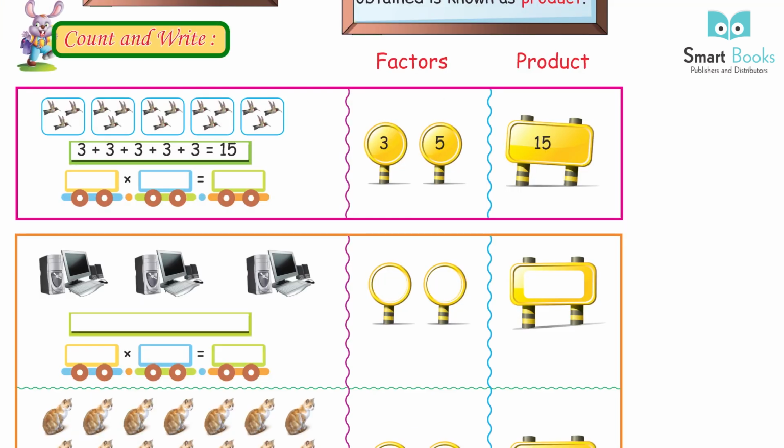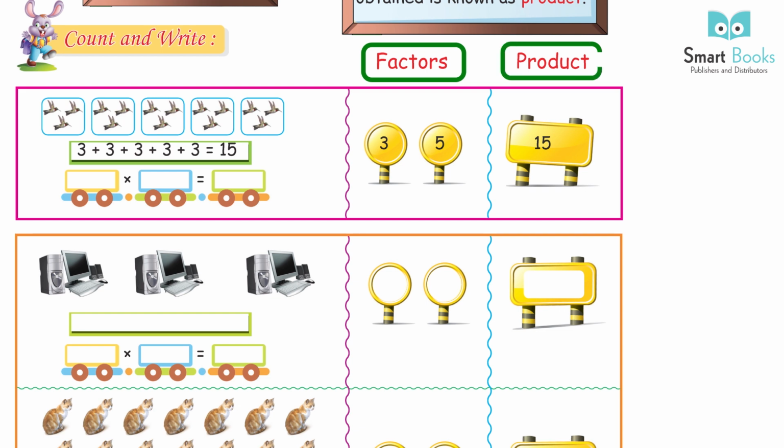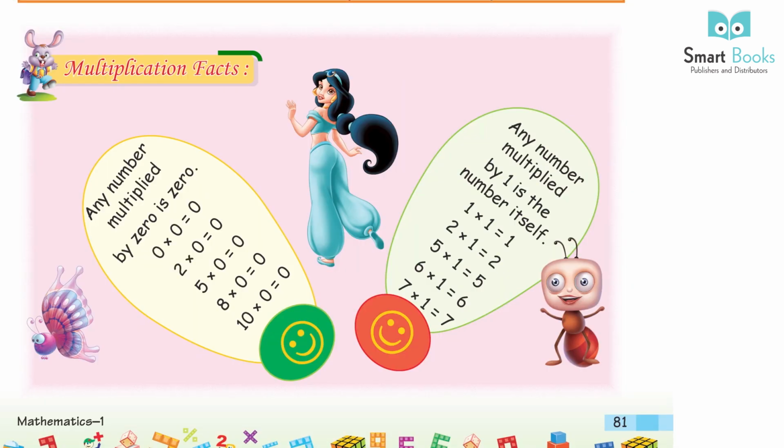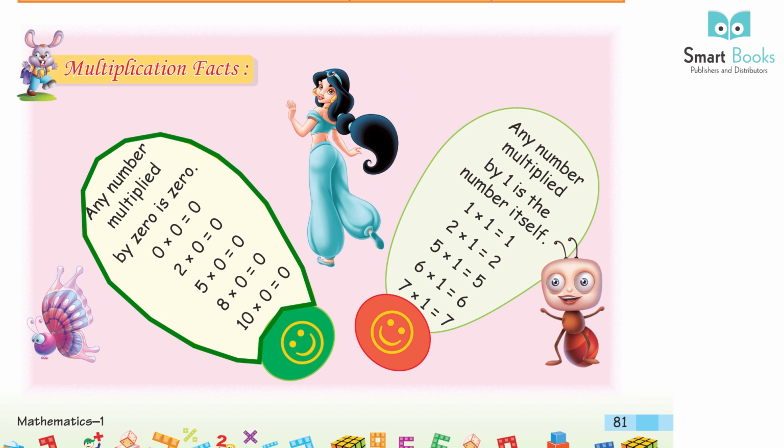Count and write. Factors, products. Multiplication facts. Any number multiplied by 0 is 0. 0 into 0 is equal to 0. 2 into 0 is equal to 0. 5 into 0 is equal to 0. 8 into 0 is equal to 0.